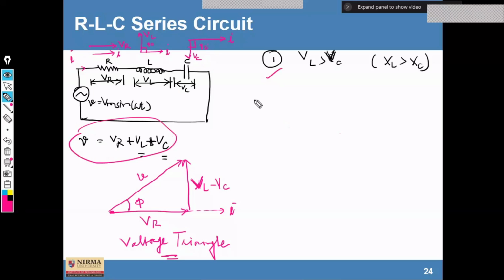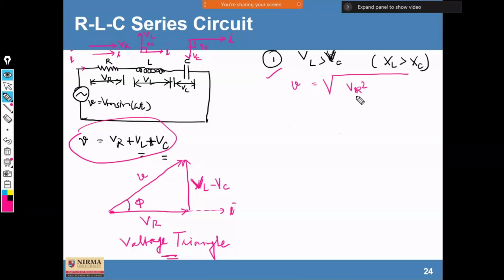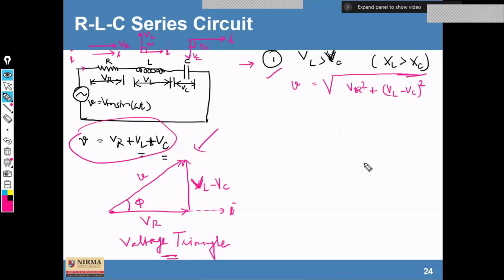In general, it is fine, but here now we can write V is equal to under root of VR square, because now we are considering this triangle. So VR square plus VL minus VC whole square, that we can write for the condition number 1 according to this triangle. Isn't it?